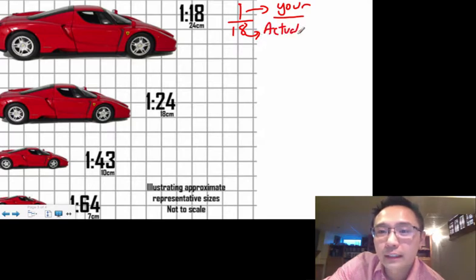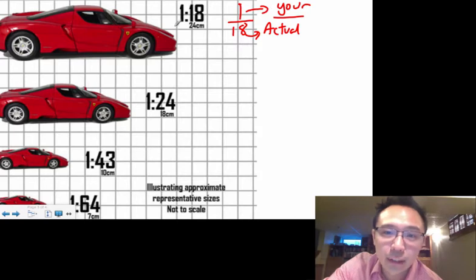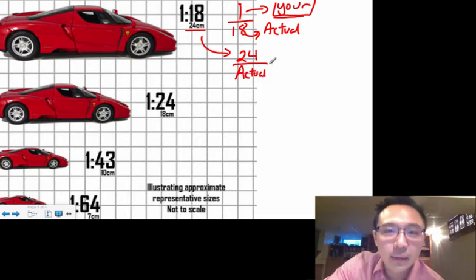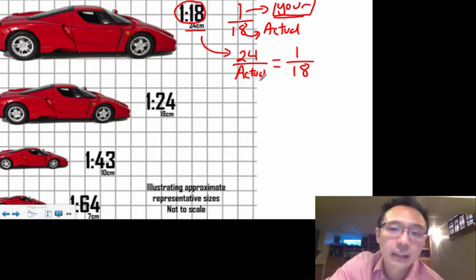So how do we determine what the actual length is if we're given this ratio? Here is how we do it. Since your image is 24, this is what it says, we're going to say 24 divided by an actual. We don't know what the actual is because that's what we're trying to figure out. And since we're comparing ratios, we need to put equal another fraction. This other fraction is your scale factor, 1:18. You can always flip-flop this the other way around, and it's still okay.